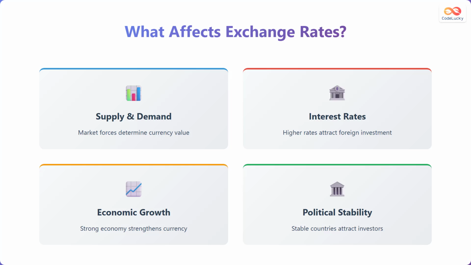Exchange rates don't change randomly. They respond to specific economic forces and conditions. Supply and demand form the foundation of rate movements, just like any other market. When more people want to buy a particular currency, its value increases. Interest rates play a major role because higher interest rates attract foreign investors seeking better returns on their money. Economic growth indicators, such as GDP growth and employment levels, signal a country's economic health and influence currency strength. Political stability cannot be overlooked either. Investors prefer countries with stable governments and predictable policies, as uncertainty creates risk that can weaken a currency.